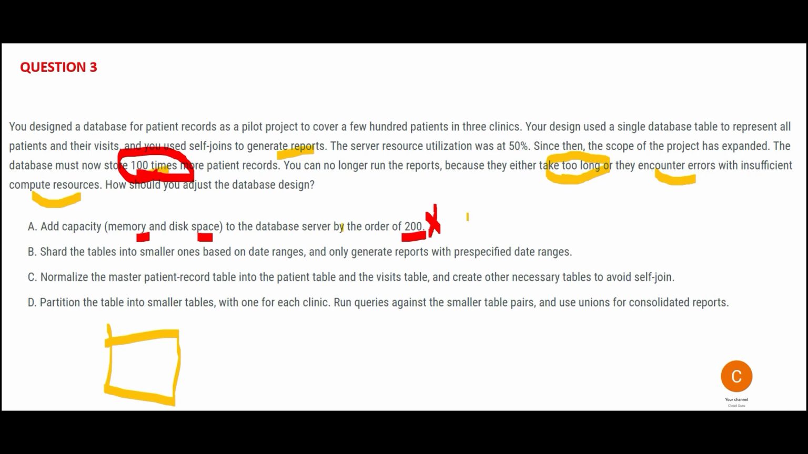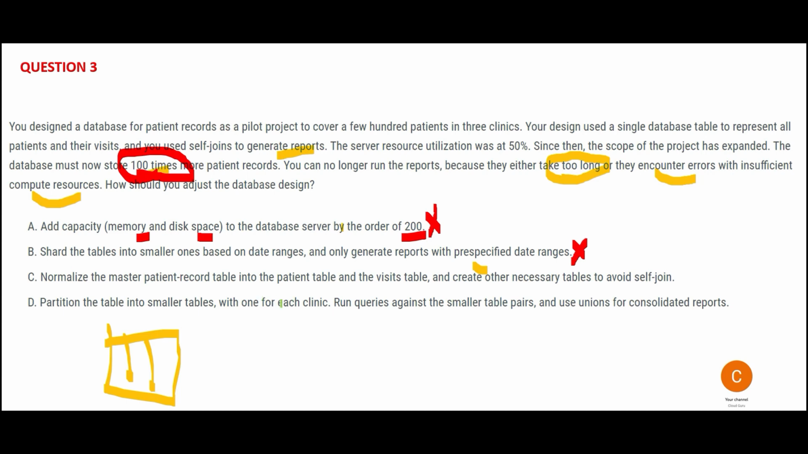Okay, now we understand, we have to give better design. So let us look at B. B is saying the same table, they will break this into smaller shards and they will generate reports with pre-specified data ranges. That means you still cannot remove self joins. See, when you are seeing performance is low, boss, remove the self join. Make the design such that you do not require self joins. B is telling I will still use the same table. It's just that I will probably partition this. Boss, this will not remove your self join.